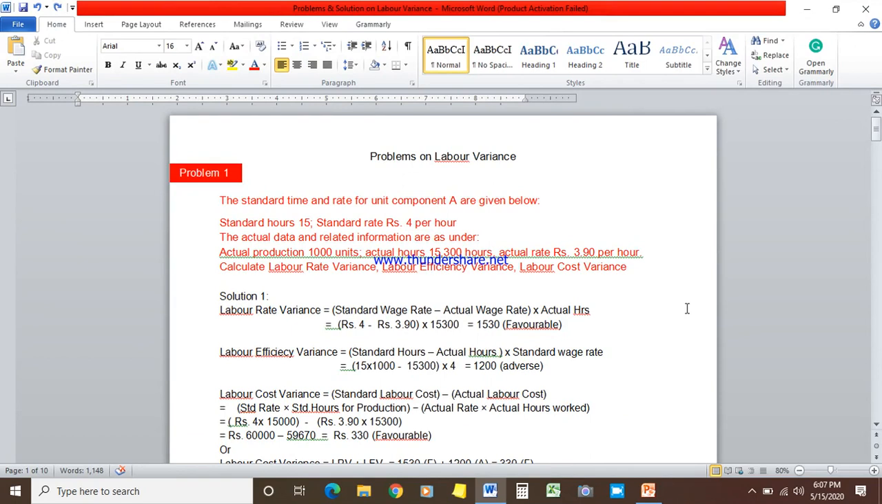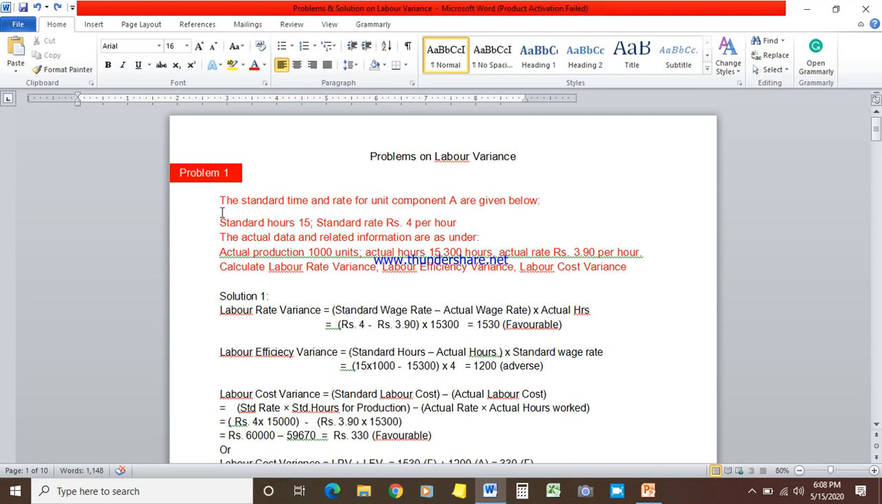To begin with, the first one is a basic problem to understand how to calculate the labor rate variance, labor efficiency variance, and labor cost variance. Basically, the labor cost variance is made up of two components: one is the labor rate variance and the other is the labor efficiency variance. In addition, we also come across labor mix variance and labor yield variance. All these calculations we are going to discuss in today's session.